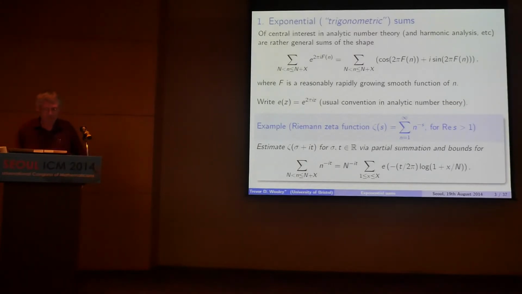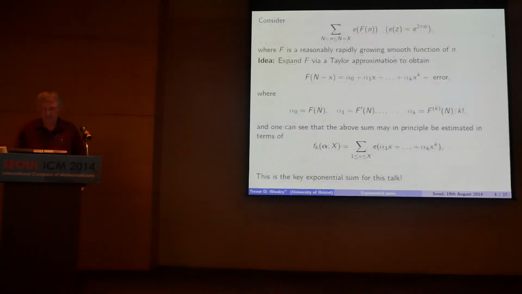I should point out that in this subject, just in case you're not familiar, we always write e of z as e to the 2 pi i z to save a bit of clutter. So if you're interested in bounding the Riemann zeta function close to the critical strip, one thing you might do is apply a partial summation, and then you have these partial sums of n to the minus it. T is a real number. You should think of that as being large. And the idea is that you would try to write a Fourier series associated with this. And there's a function here which you can approximate by using a Taylor series expansion.